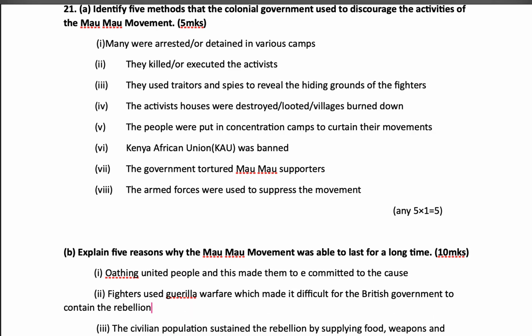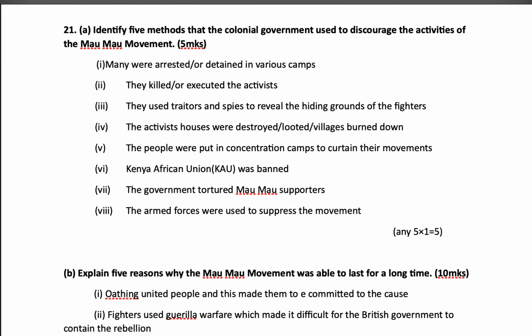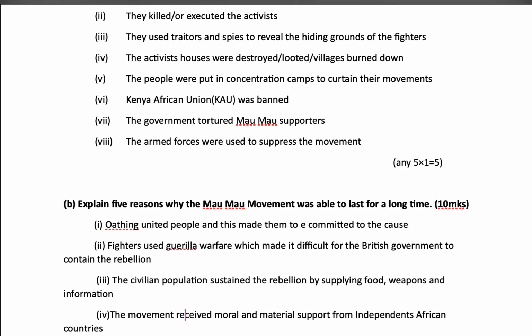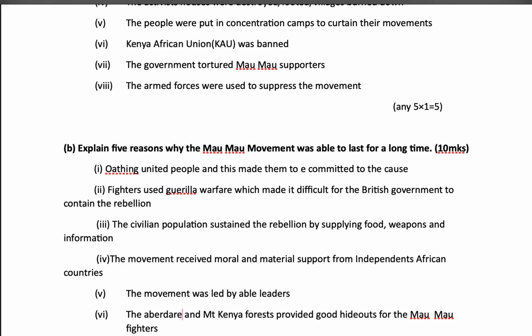Question 21b. Explain 5 reasons why the Mau Mau movement was able to last for a long time. 1. Oathing united people, and this made them committed to their cause. 2. Fighters used guerrilla warfare, which made it difficult for the British government to contain the rebellion.